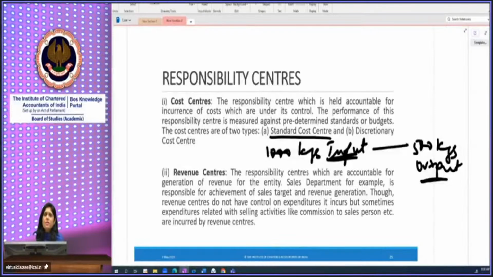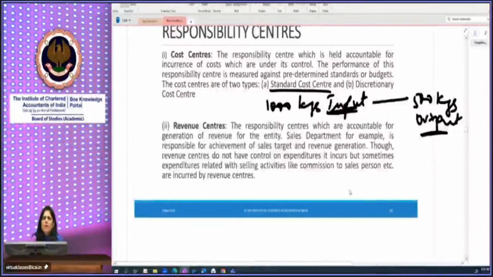Discretionary cost center is when you are generating the cost, but you cannot measure it in outcome. That how much sales is increasing due to this advertisement, right? So this is discretionary cost center. I hope you've understood this. Revenue centers, they are responsible for generating the revenue. More of revenue. It does not mean that they will not generate the cost, but majorly they will generate revenue. Clear? So the sales department is the best example for revenue center.